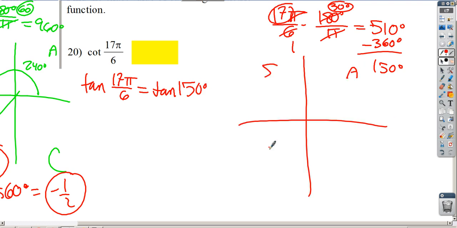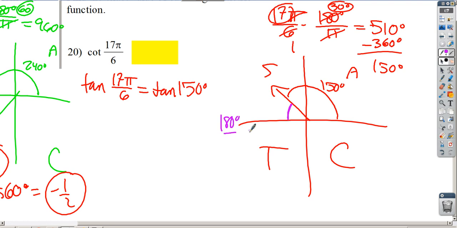Right, here's our label. All students take calculus. 150, there's 90. 150 will be about right there. And the question is, what's the reference angle that takes us down to the closest x-axis, which is at 180? And the answer would be 180 minus 150, and that turns out to be 30 degrees. However, we're in the second quadrant, only sine is positive there. So tan 150 is like tan of 30, only it's negative.